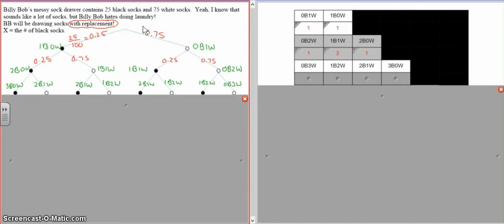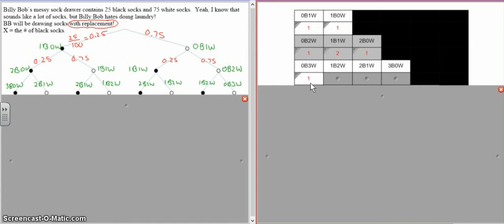So by looking at the number of branches, there is 1 branch that has no black socks. To have 1 black sock, we've got 1, 2, 3 branches. To have 2 black socks, we have 1, 2, 3 branches. And to have 3 black socks, you have 1 branch. Are you starting to see maybe some pattern in these numbers? Let's take a look at 4 socks now.